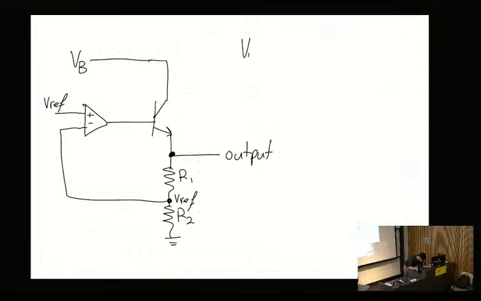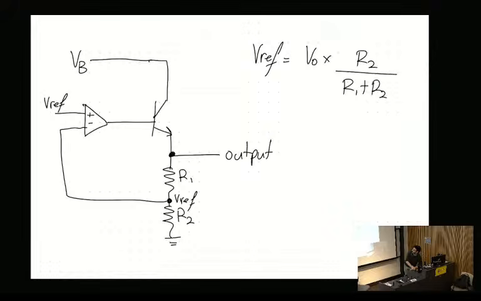So we want our output to be, so the output is basically determined by this voltage division, right? So it's VREF multiplied by R1 on R1 plus R2. Oh, sorry. R2 on R1 plus R2. No, sorry. VREF is equal to the voltage division of the output multiplied by R2 on R1 plus R2. And this tells me for any particular output voltage I want, how do I set the reference voltage?